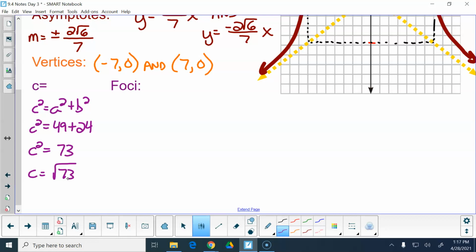73 is, I believe, a prime number. Sheldon's number from The Big Bang Theory.